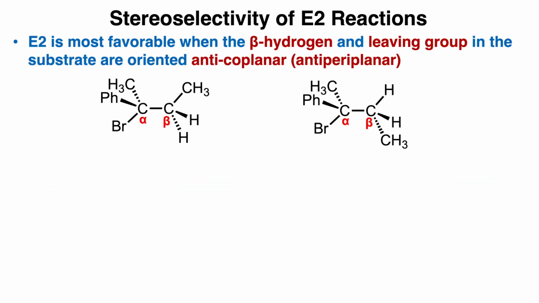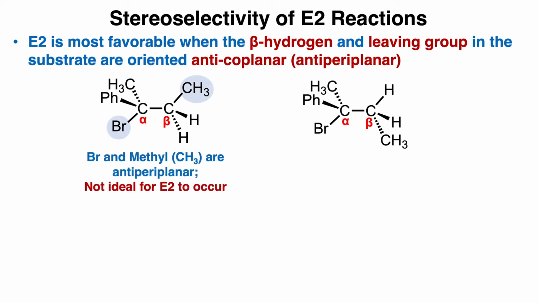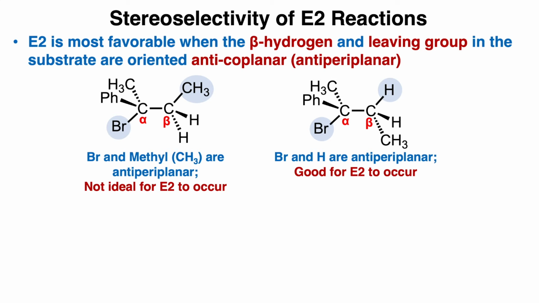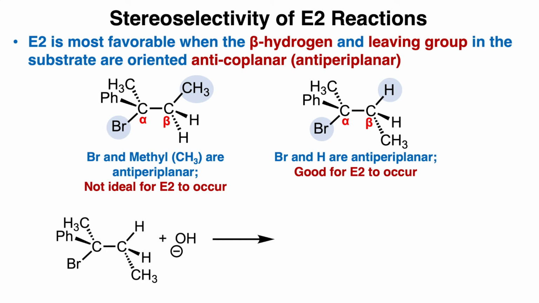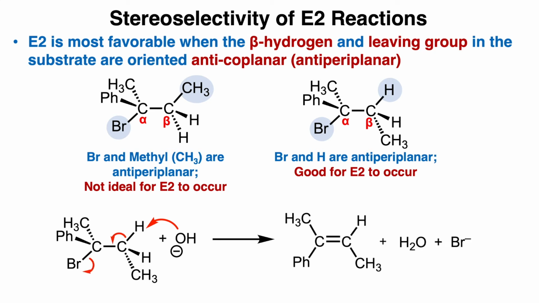For specifically E2 reactions, E2 is most favorable when the beta hydrogen and leaving group are oriented anti-coplanar or anti-periplanar. In the molecule on the left, the bromine group and methyl group are anti-periplanar, which is not ideal for E2 to occur. But in the second molecule, bromine and the beta hydrogen are now anti-periplanar, which is a good orientation for E2 to occur. In the mechanism below, the base, OH-, deprotonates the beta H, a new pi bond is formed, and the bromine leaves to form the products.